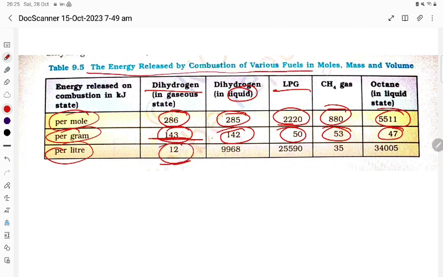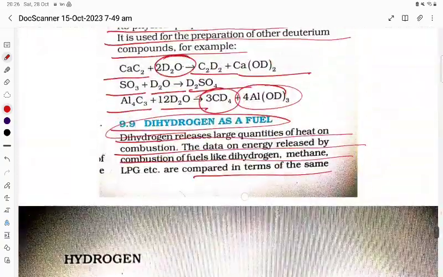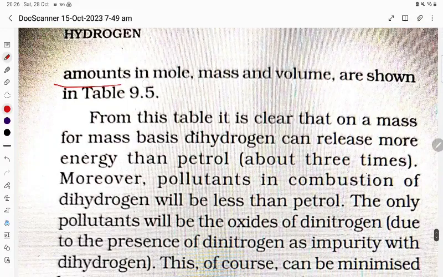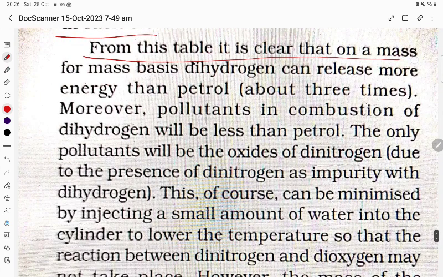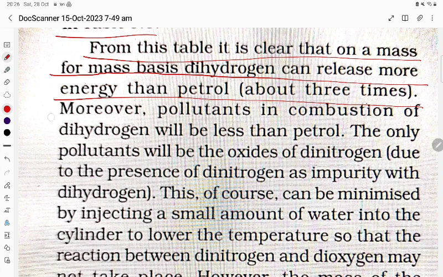The energy released by combustion of various fuels in per gram is the highest, students. The amounts in mole, mass and volume are shown in the table. From the table it is clear that on a mass basis, dihydrogen can release more energy than petrol, about 3 times more. The pollutants in combustion of dihydrogen will be less than petrol.